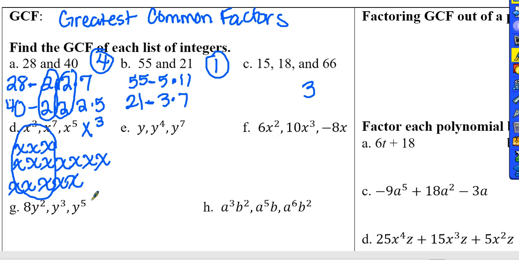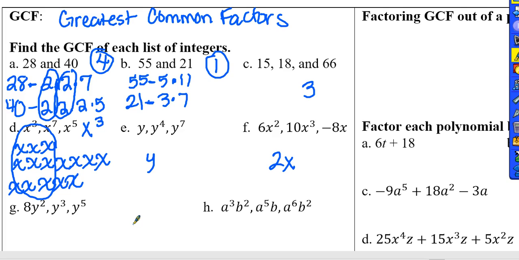Now it's a combo of numbers, coefficients, and variables raised to powers. So how far apart are 6, 8, and 10? 2. So I always check 2 because it can't be greater than 2. Will 2 go into all of them? Of course. So it's 2, and 2 what? X to the first. All right, so there's your common factor there.